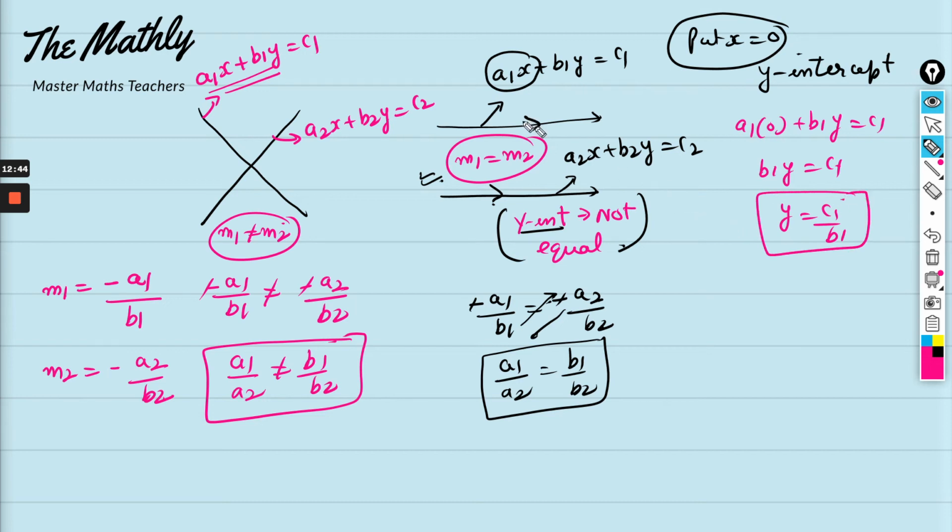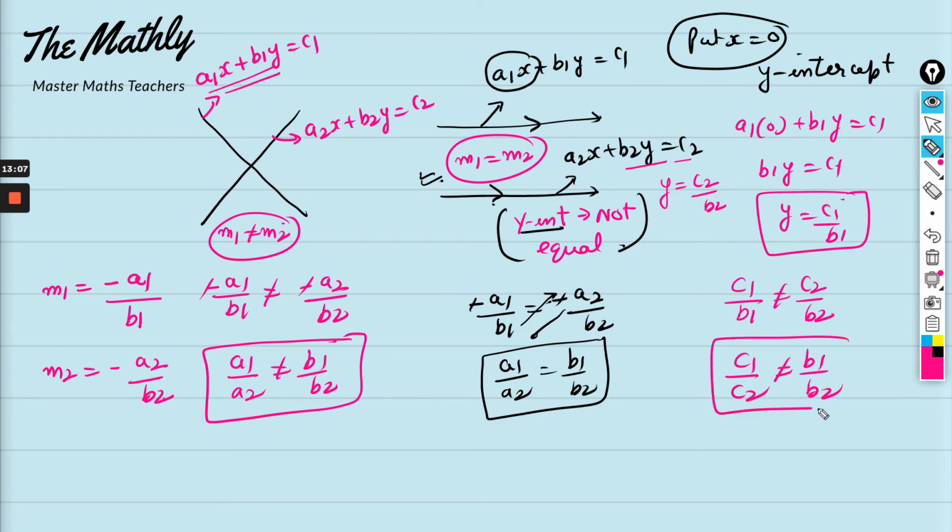Right? Same way I can write the y-intercept for this one also. I can say y will be equal to c2 by b2. Now, the y-intercepts are not equal. So I can clearly say that c1 by b1 will not be equal to c2 by b2. So I can say c1 by c2 is not equal to b1 by b2. This is the second condition.